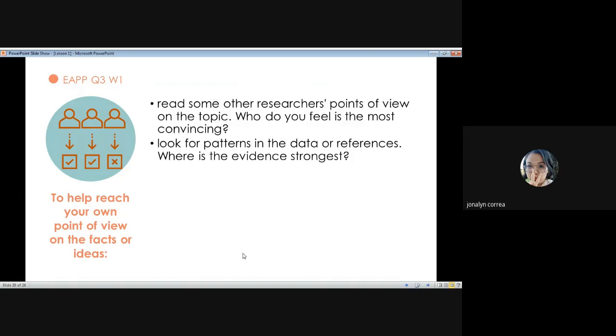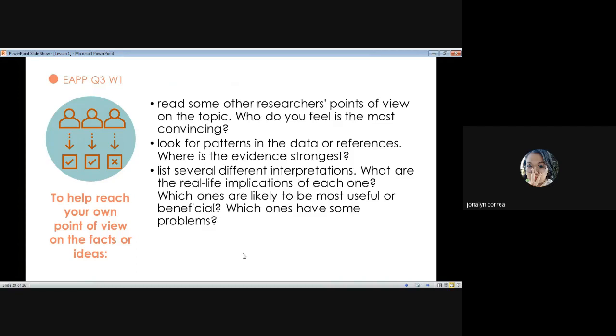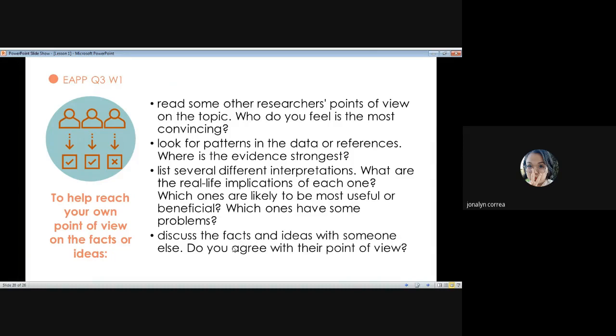So bakit ikaw mismo naniwala ka doon sa idea na yon, dun sa information na yon? What makes that an evidence na kailangan din maniwala ng iba? Next, you should list several different interpretations. What are the real life implications of each one? Which ones are likely to be most useful, beneficial? Which ones have some problems? Discuss the facts and ideas with someone else. Do you agree with their point of view?